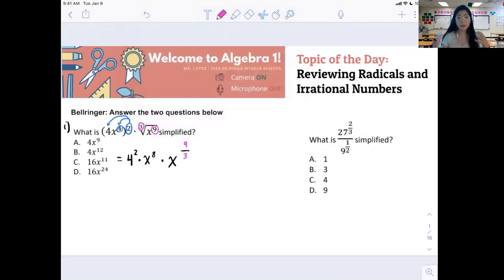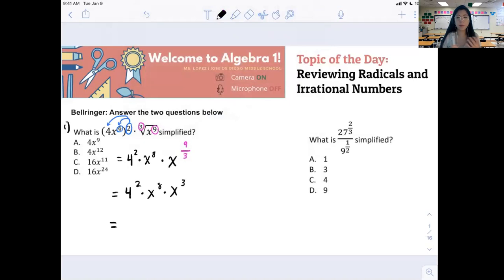That's something that by now should feel a lot more comfortable, how to turn it into an exponent. Well, what is 9 over 3? That's just 3. So let me simplify that. Now I have 4 squared, times x to the power of 8 times x to the power of 3. Okay, things are looking a lot simpler, aren't they?